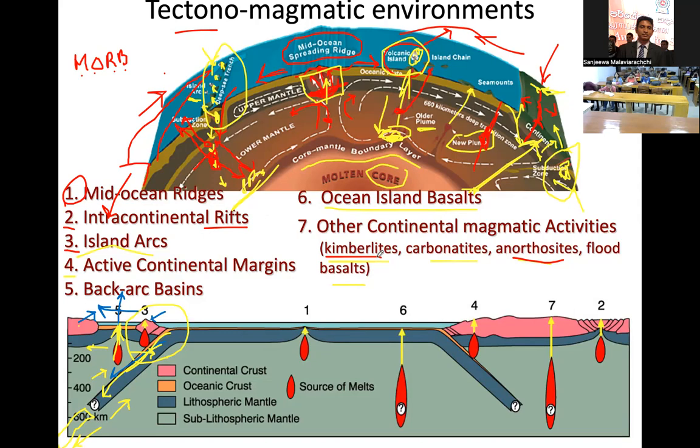Kimberlites, for example, you can find them in African continents, right? Not everywhere. That's why Africa has a lot of diamonds. Carbonatites also not everywhere in the world, only few localities in the world. Luckily, we also have one in Sri Lanka. Anorthosites, we also had some localities, but very rare. But I don't think we can find them still.